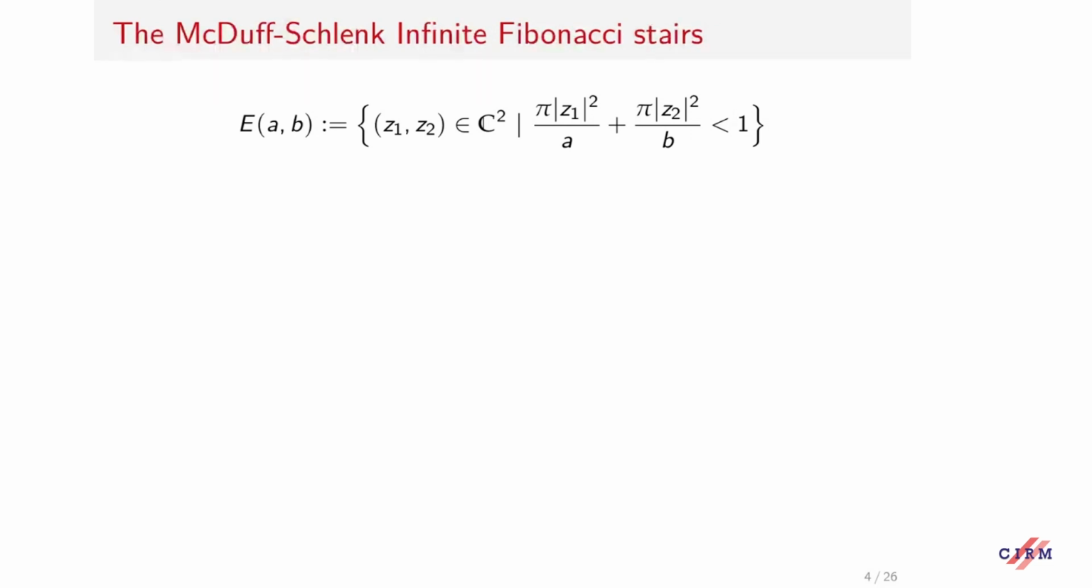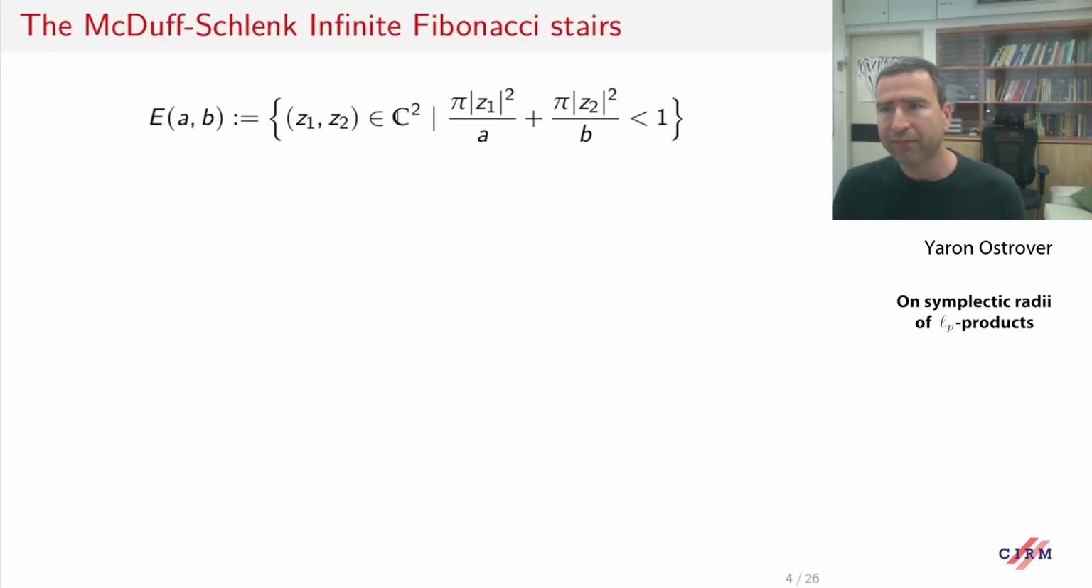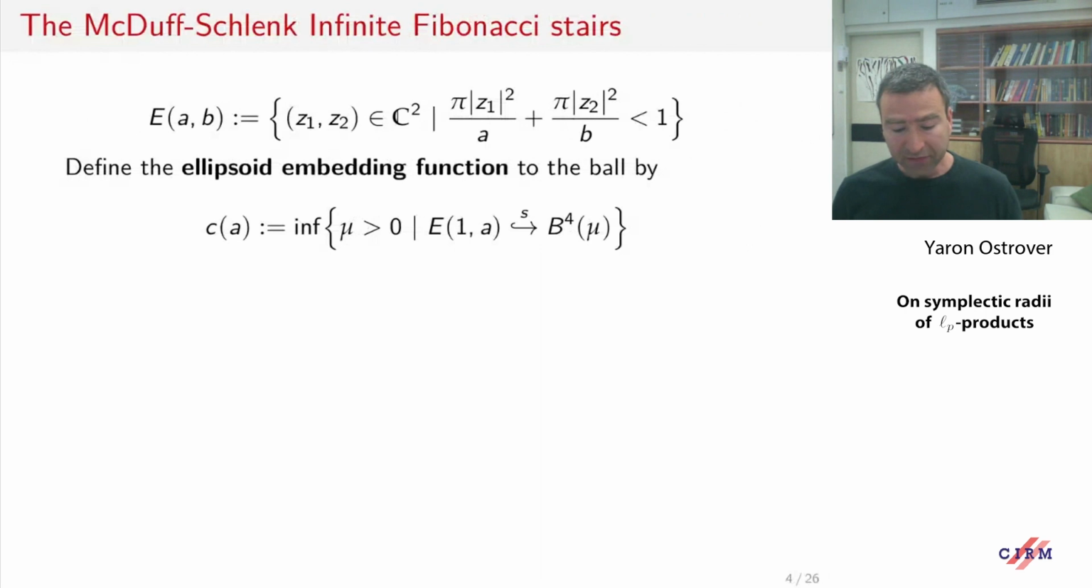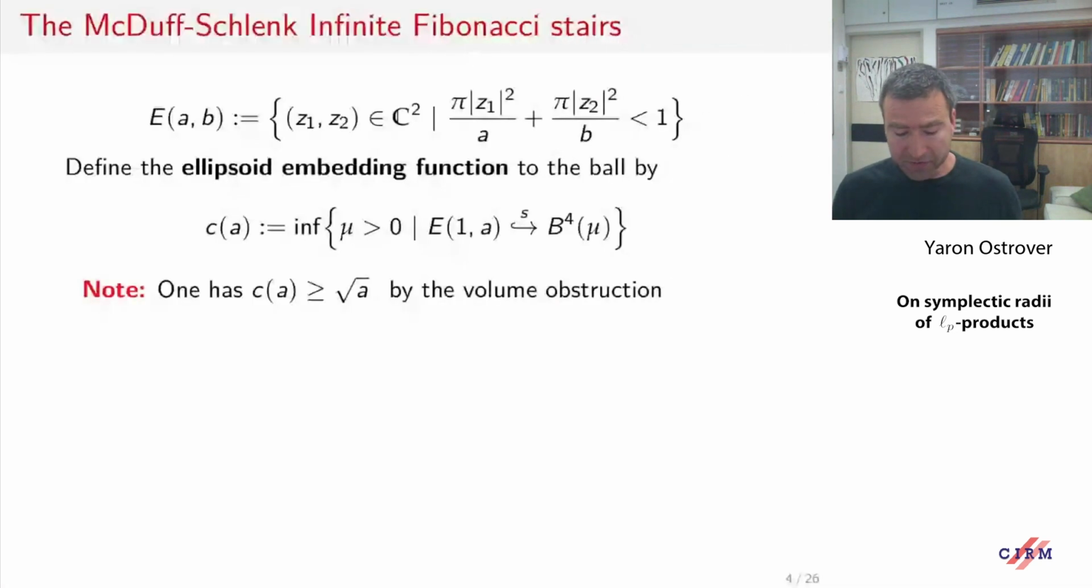We have two parameters, A and B. We can normalize one of them and think about this as a one-parameter family of examples of ellipsoids. And McDuff and Schlenk studied the following function. So for any given, say, A bigger than 1, we are interested in the smallest ball that one can symplectically embed the ellipsoid inside. Now, there is a natural obstruction coming from volume. This is the square root of A.